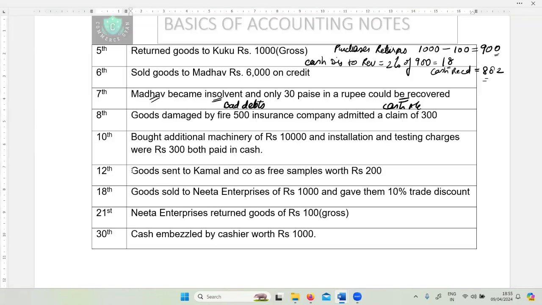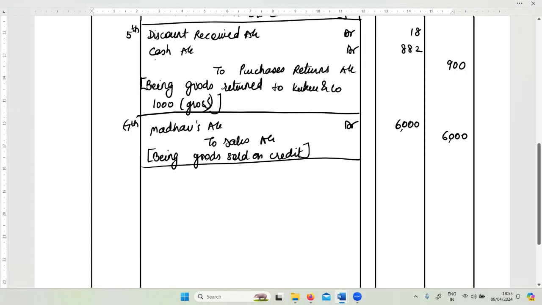Okay, this was on 6th. Fine. So on 7th, Madhav is giving us some money. So cash account debit. We will do the calculation in a minute. Then we have bad debts account because this is a loss. Bad debts account will be debit. And to Madhav. Who is giving us both these things? It is Madhav. So Madhav's account will be credit. Now understand this particular part.